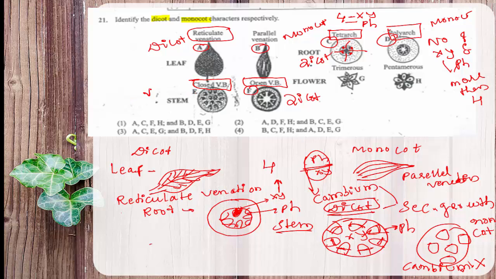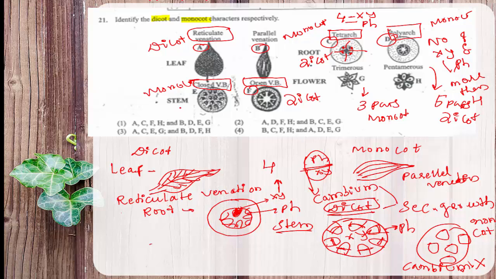So E, the stem character E, is of monocot. Then flowers. This is the direct question and I explained it in the characters of angiosperms. Trimerous, exactly 3 parts in the flower, is the character of monocot. Tetramerous means 4 parts and pentamerous means 5 parts. Presence of 4 parts or 5 parts in the flower is the character of dicot.